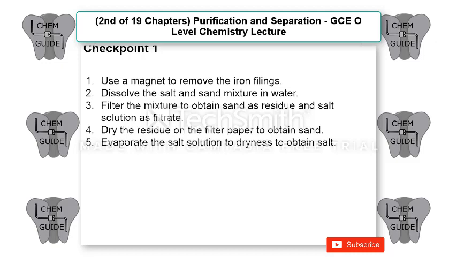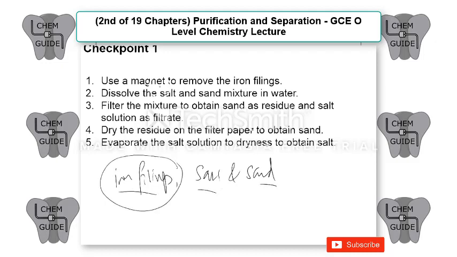Okay, checkpoint 1 basically has a mixture of iron filings, salt, and sand. So how do you separate these three different substances? Quite straightforward. Number 1, we get rid of the iron filings with a magnet. Number 2, we have salt and we have sand. We know that salt can dissolve in water, so we dissolve the salt in water. We filter out the sand. And then we evaporate off the water to get back the salt.